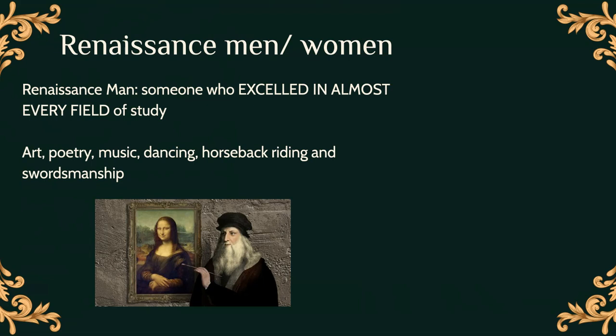Leonardo da Vinci is kind of the key example of this. Not only was he an artist, but he was an inventor. He studied human anatomy and the human figure. He was an engineer. He was fantastic at just about everything that he did.